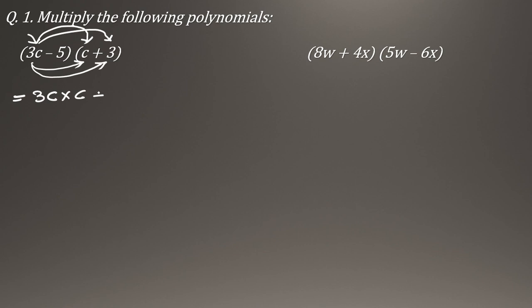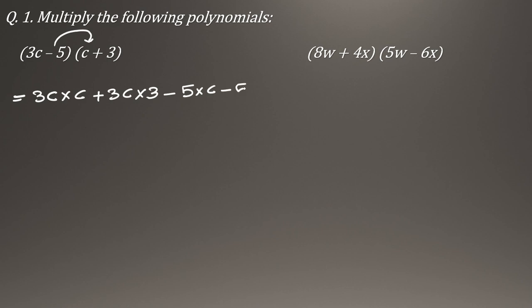So plus and plus multiply will be plus, and 3c times 3. Same here we'll do for the minus 5 also. So this time it is minus, so be careful. Minus 5 will be multiplied with plus c, so it will be minus 5c, and finally minus 5 will be multiplied with plus 3.